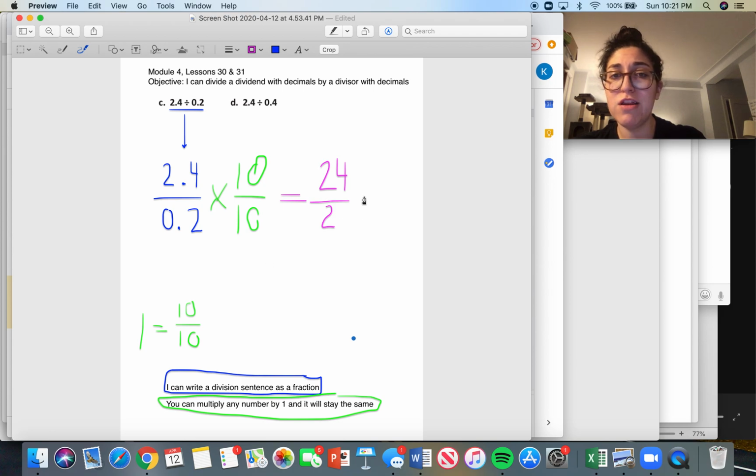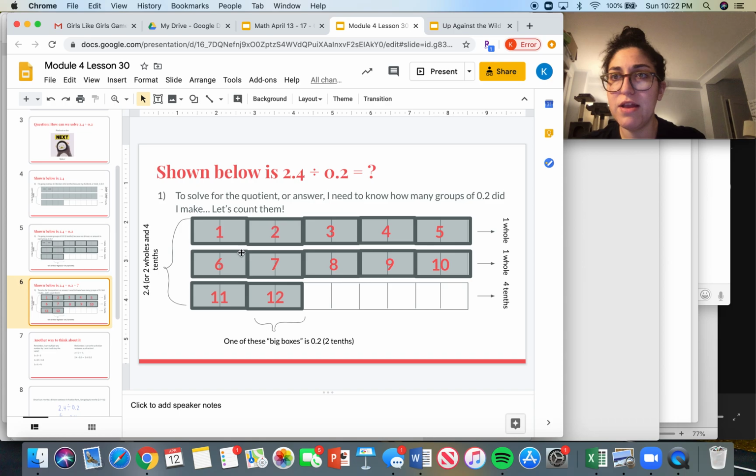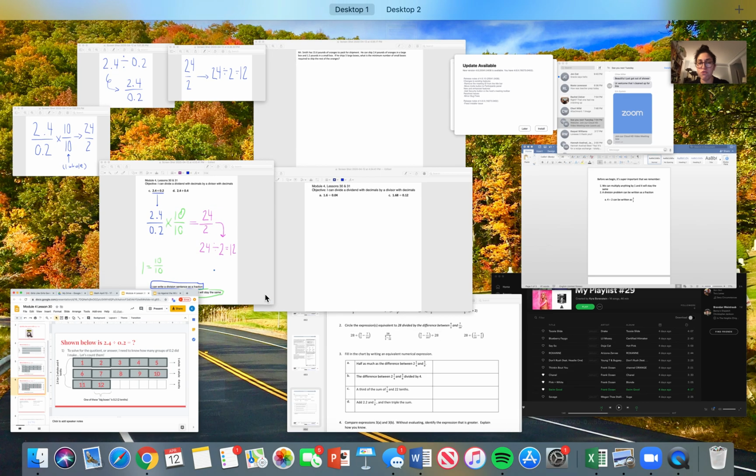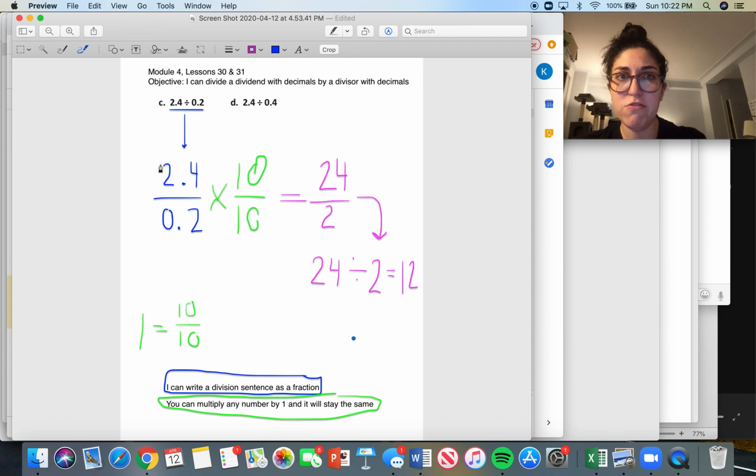And now 24 divided by 2, because remember, now I'm going to go back to my first rule. I can write a division sentence as a fraction. The opposite also applies. I can write a fraction as a division sentence. So I'm going to turn this into 24 divided by 2. And so now that's simple. That's just telling me if I have 24 apples and I'm breaking them into groups of 2, how many groups will I get? And I'm going to end up with 12 groups, which, if you remember, is what we ended up with here as well, right? 12 groups.